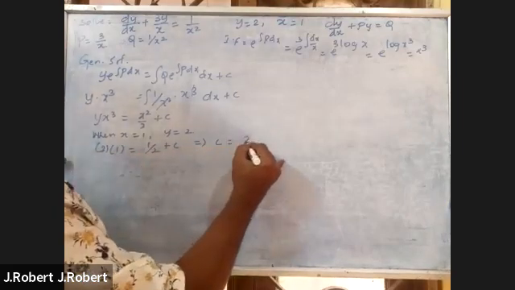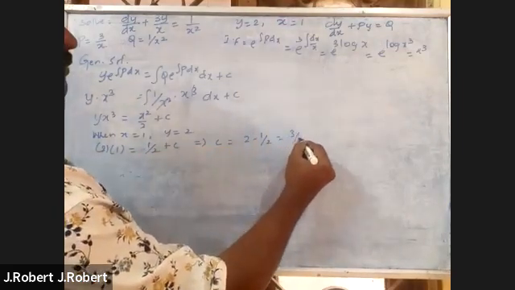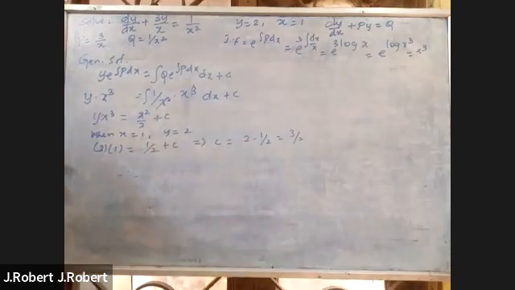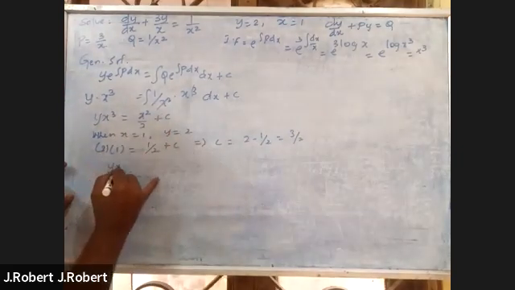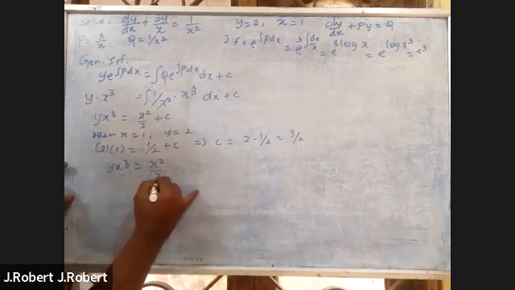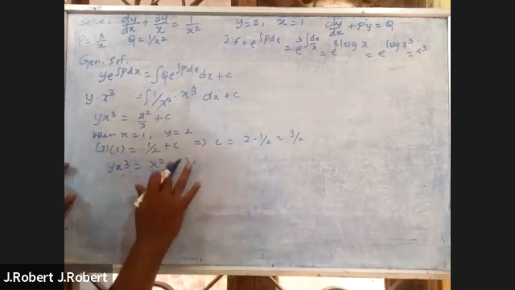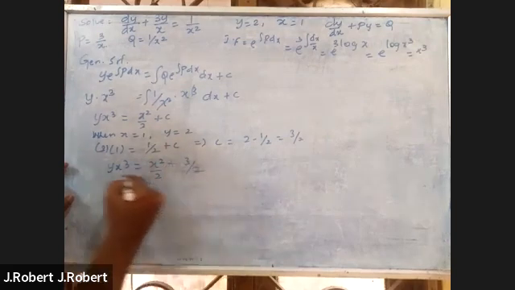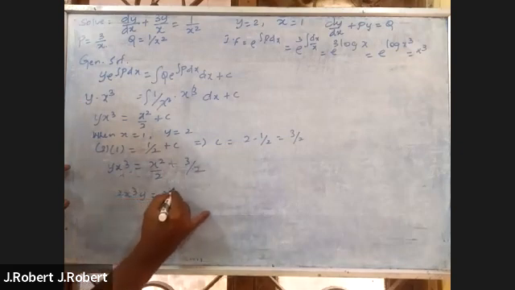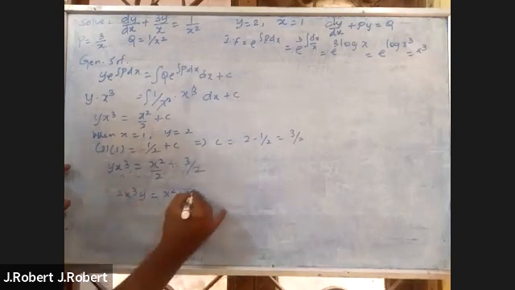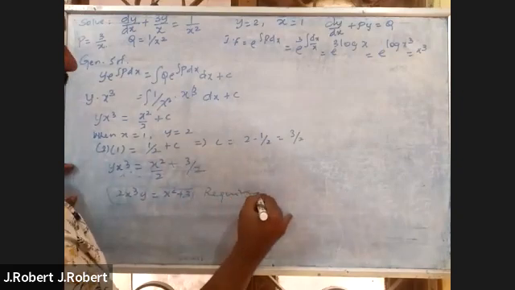This implies c is equal to 2 minus 1 by 2, which is equal to 3 by 2. We have found that c is equal to 3 by 2. So y x cube is equal to x square by 2 plus 3 by 2. Taking LCM and cross multiplying, 2x cube y is equal to x square plus 3 is the required solution. Please take down.